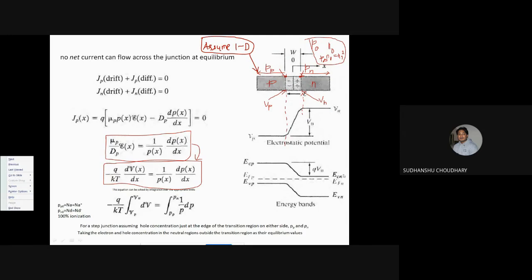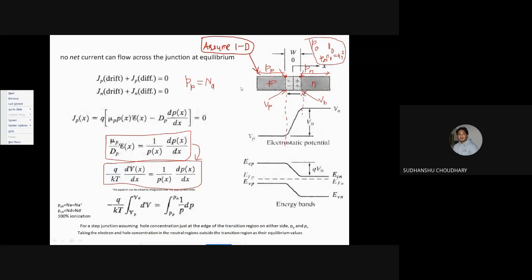Now this equilibrium carrier concentration, that is Pp that we have taken, Pp, that is holes in the p-type semiconductor. So this will be equal to the acceptor concentration, assuming all acceptor impurities have ionized.